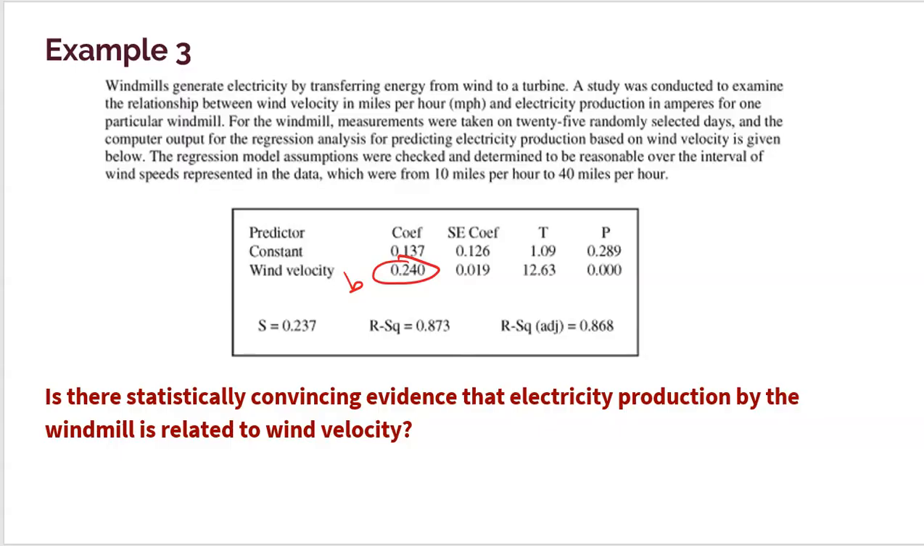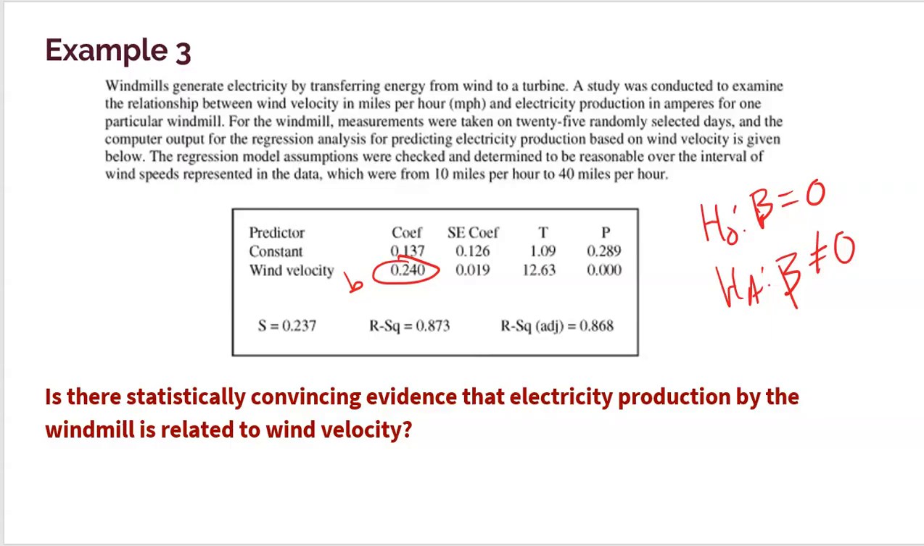electricity produced. Okay, great. So the question could be, is there statistically convincing evidence that electricity production by the windmill is related to wind velocity? Is there significant evidence of a relationship between these two variables? Well, let's check this out real quick. We're not going to run through the whole test, but the null would be that there's no relationship. And the alternative would be, no, there really is a relationship. Now notice the question never said positive or negative. So I'm actually going to use the not equal to sign. It makes sense that it would be positive, more wind, more electricity, but it never said that. So I'm going to use the not equal to.